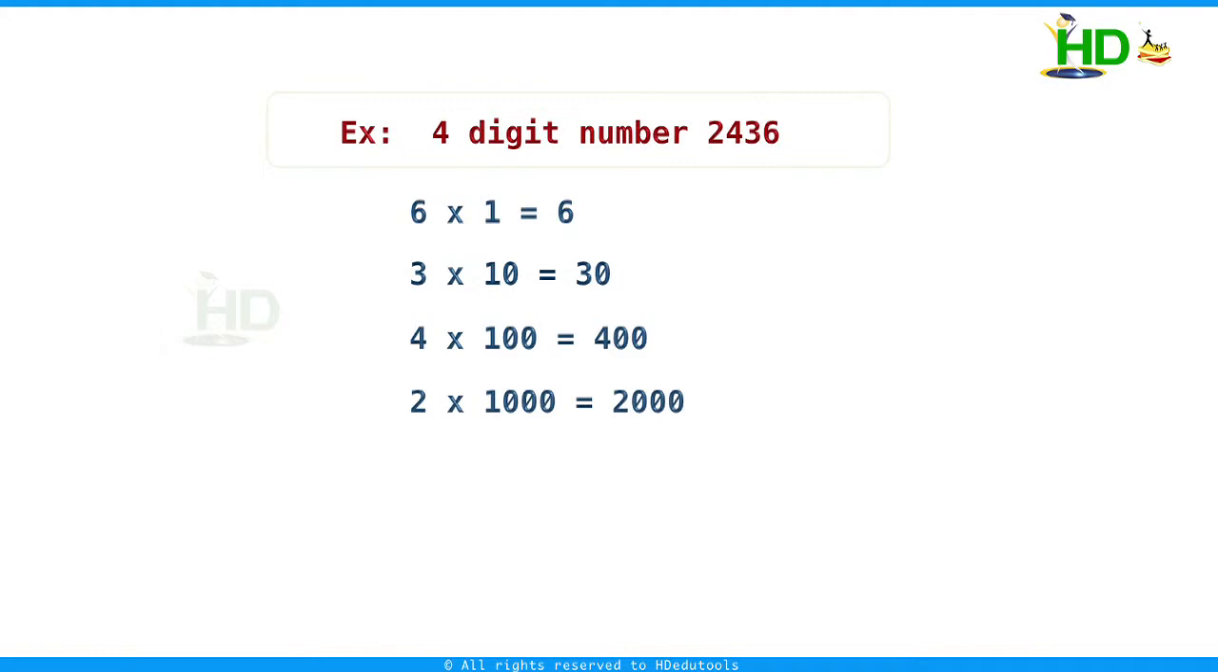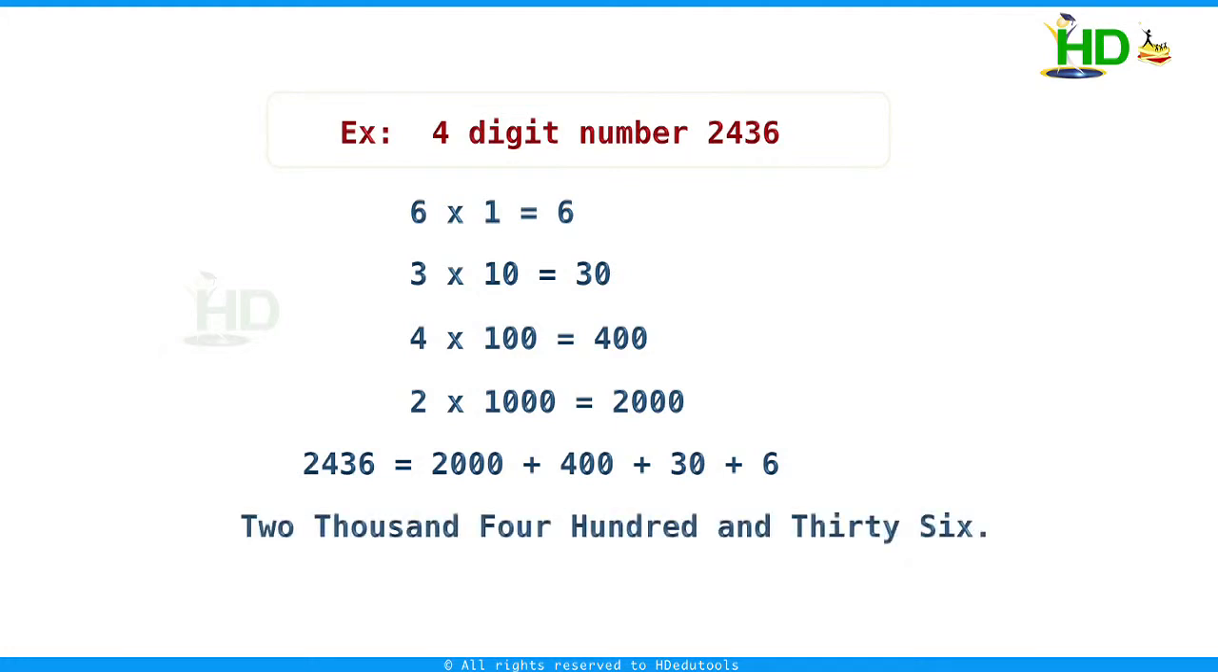That is, the given number 2436 can be written as 2000 plus 400 plus 30 plus 6. And it can be read as 2436. Now take another example. Take a 5-digit number. Consider a 5-digit number 35684. Now what is this?